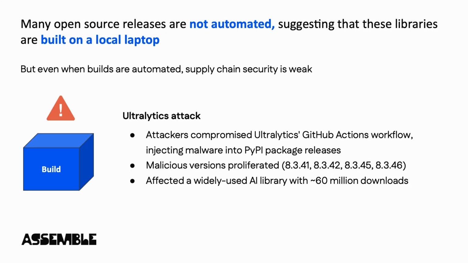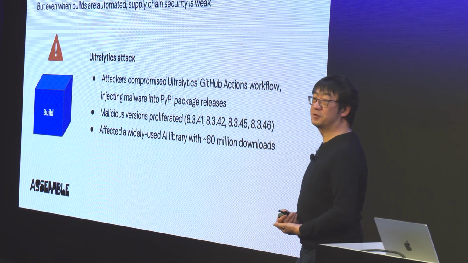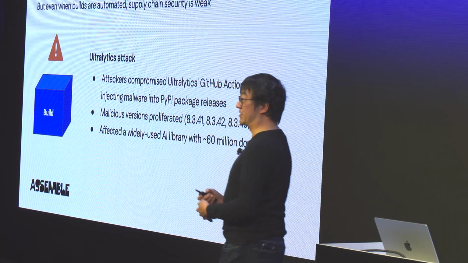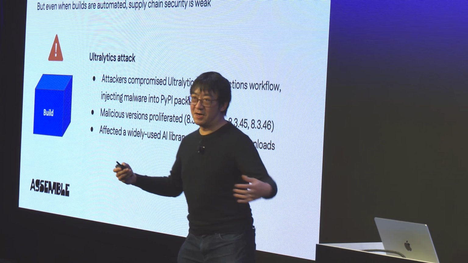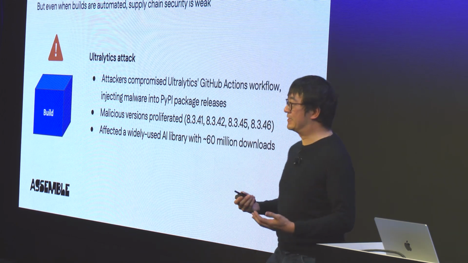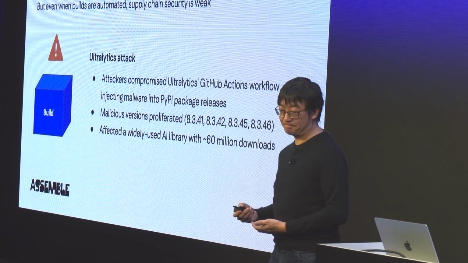An attack against the build system, for example, is this Ultralytics vulnerability, where somebody was able to break in and compromise the GitHub Actions CI workflow, and injected malware into that, and then published new versions of this Ultralytics library that weren't reflected in the source code. And because there are multiple versions of this Ultralytics package, they were able to publish multiple versions of this to PyPI package releases. And this is a widely used AI library with 60 million downloads. And because it's so easy for developers to bump the dependencies, this got injected into a lot of production software out there before the maintainers were actually able to realize this and roll this back.